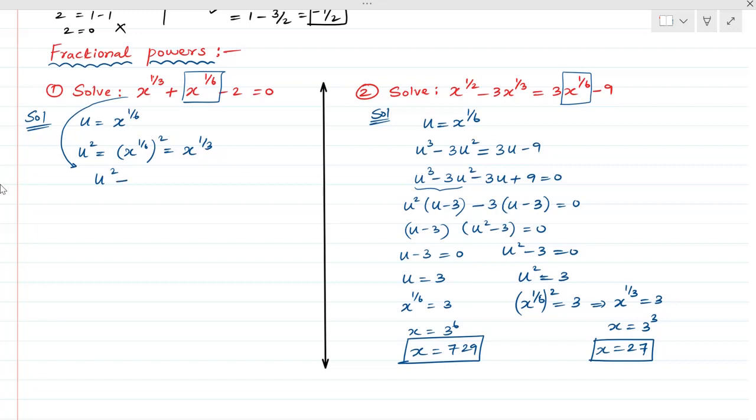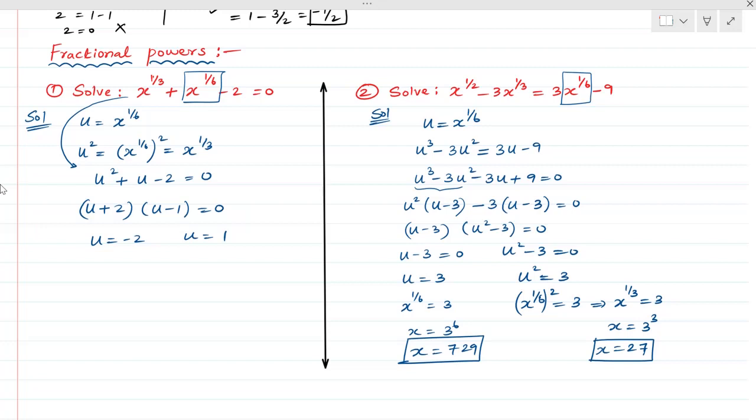in terms of u, u square plus u minus 2 equal 0. Now you can easily factorize this one. U plus 2, then u minus 1 equal 0. And then u is equal minus 2, u is equal plus 1. Now we are not solving for x, we are solving for u. So I have to substitute the u value.